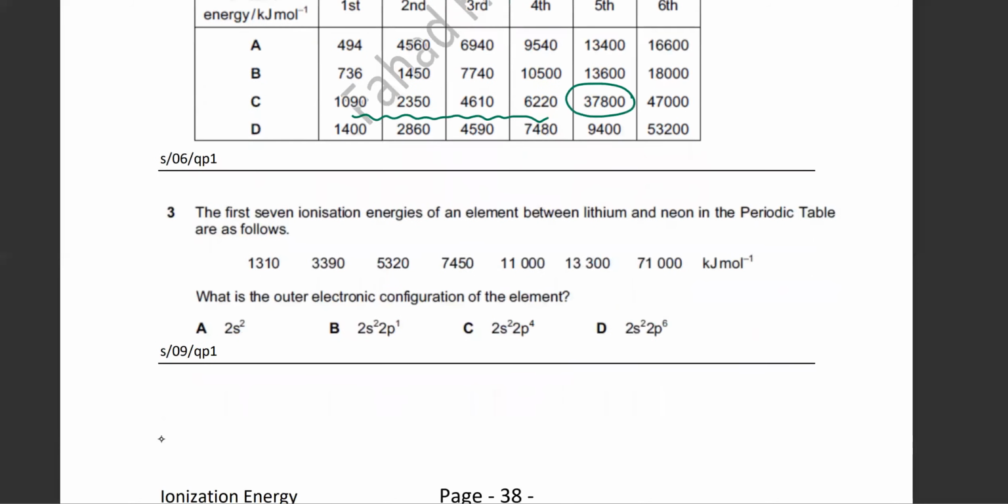And what's the electronic configuration of this element whose successive ionization energies are plotted? First thing, which group is this in? Group 6. Okay, so this is in group 6, so group 6 electronic configuration. What is the group 6 electronic configuration? 2s2 2p4. Okay, so it's going to be s2 p4.